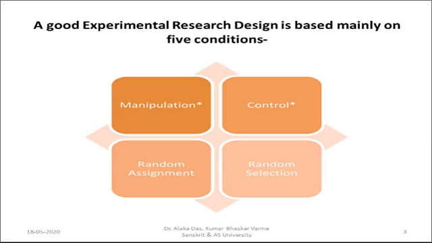A good experimental research design is based mainly on 5 conditions. These conditions are also known as the characteristics of experimental research. One is control, then random selection of samples, random assignments in groups, random assignments of treatments, and manipulation, then replication, observation and replication. Let us discuss this in elaboration one by one.